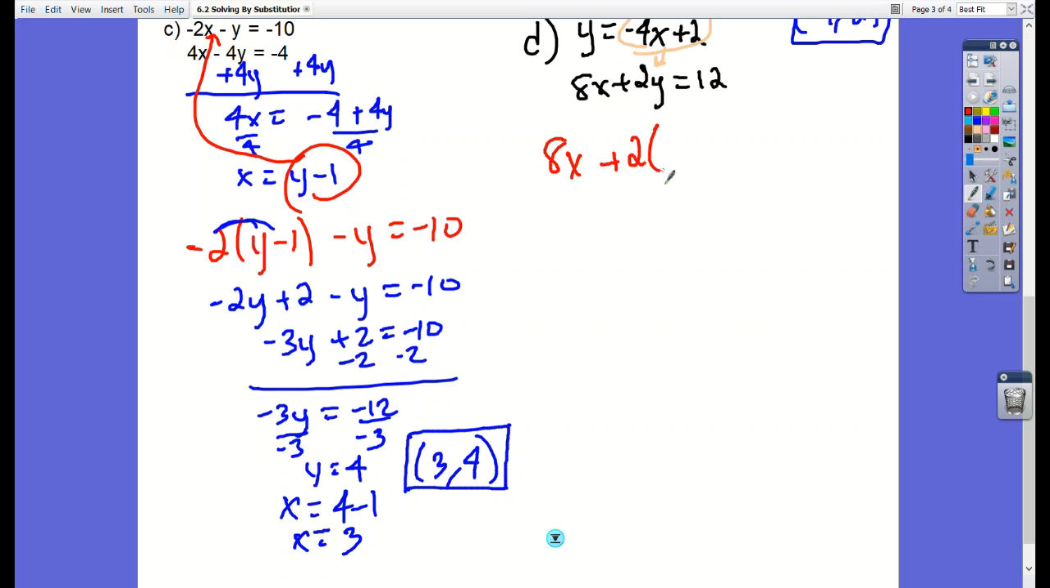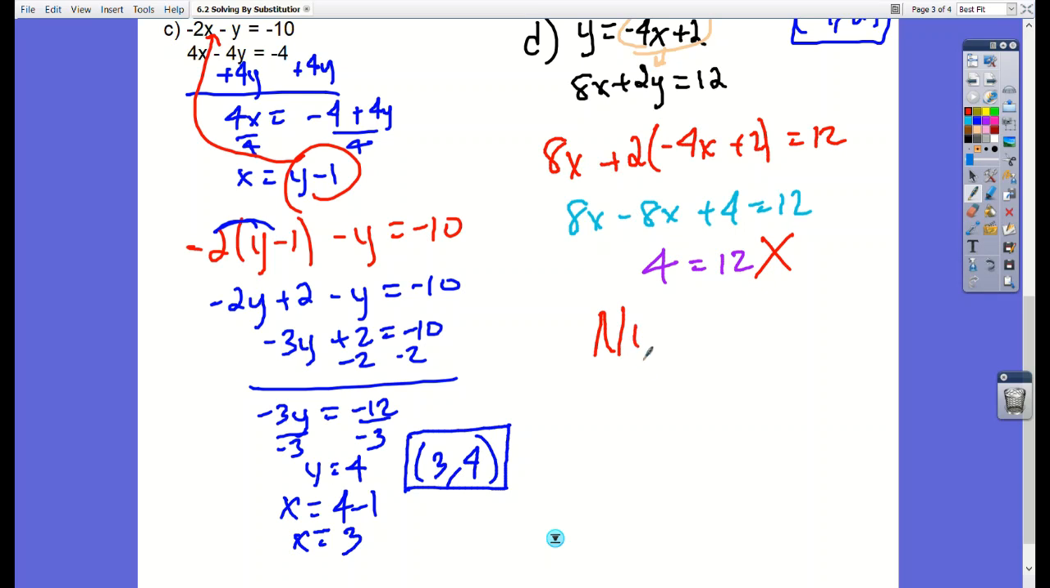Alright, so I was one ahead, so you plugged in -4x. So then you said 8x minus 8x plus 4 is 12. Alright, so everybody, what is 8x minus 8x? 0. When does 4 equal 12? Never. Awesome. So we're going to write this as no solution because that's never true. Right? 4 never equals 12. That can never happen, so that's going to be no solution.